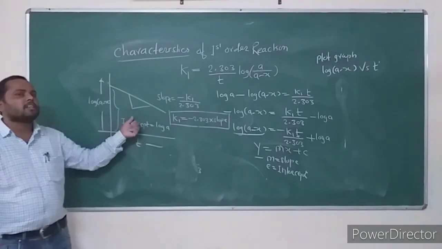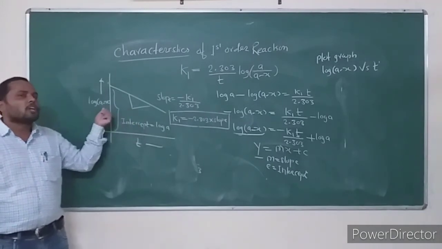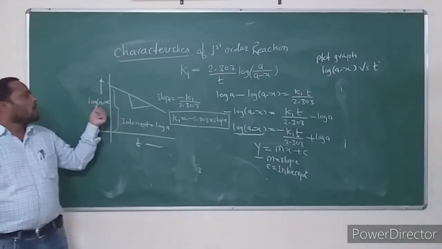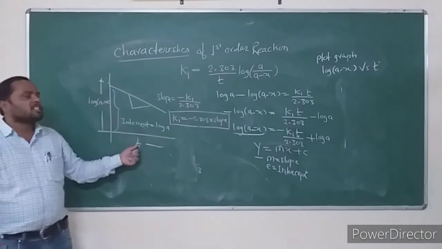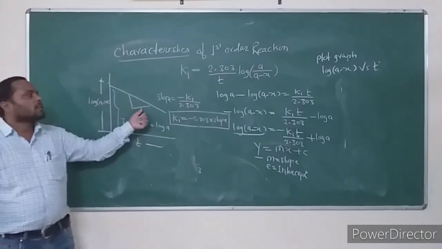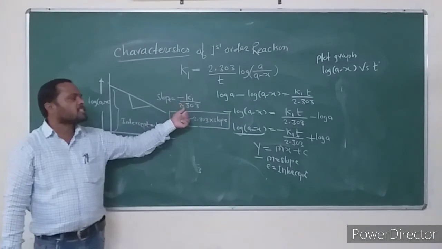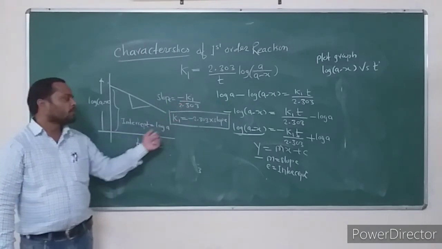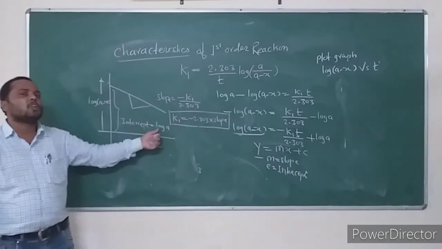Nature of graph, graphical representation. For first order reaction, log (a minus x) is plotted against t. We obtain this straight line. The straight line has slope minus k1 upon 2.303 and intercept of the straight line is log a.